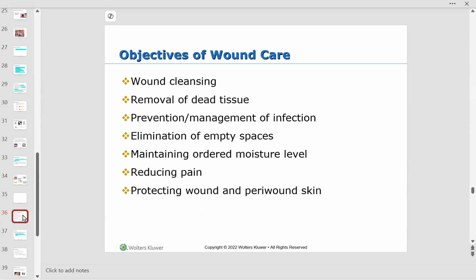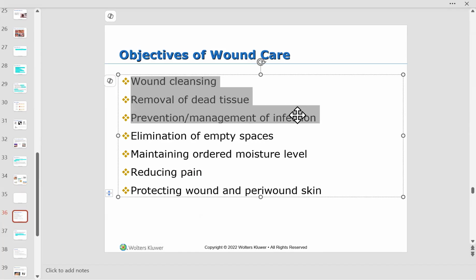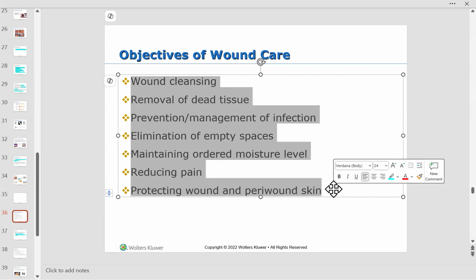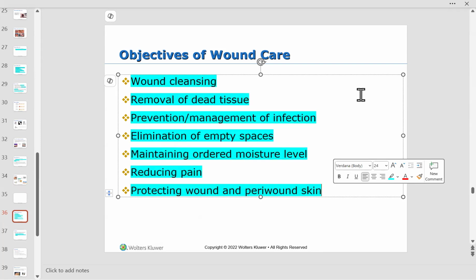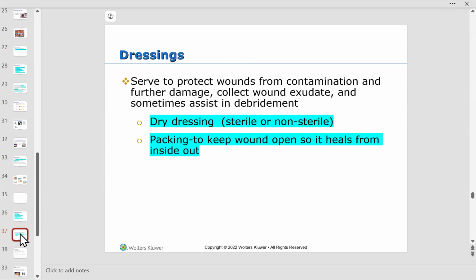Why do we do wound care? To keep it clean, to remove dead tissue sometimes, to prevent or manage infection, to make sure we're filling empty spaces so that the wound heals properly from the inside out, keeping it moist, reducing pain, and protecting not only the wound, but the skin around it, the peri-wound skin. It's important.